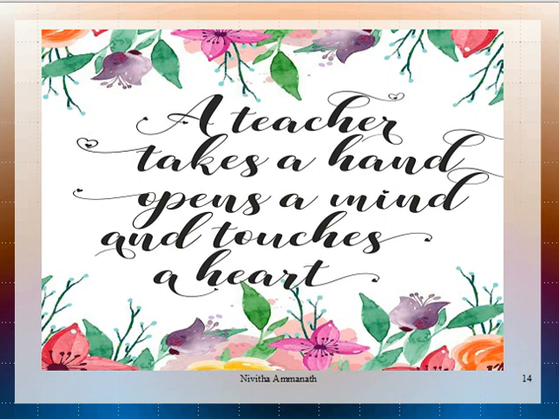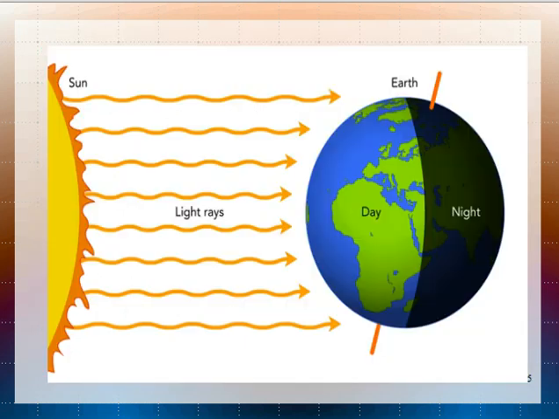Welcome back. We were discussing the solar system, natural phenomena, science for class 4. We have had a look at the solar system, the sun, the moon, the stars, the constellations, the planets, etc. Now we shall look at rotation and revolution.